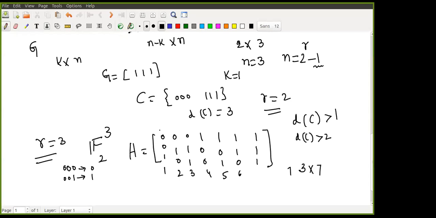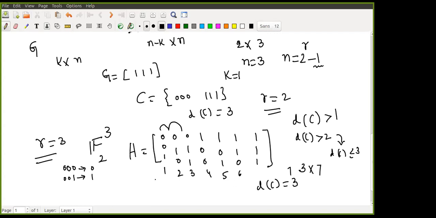The first 3 columns themselves are linearly dependent. So that means the distance of the code is less than or equal to 3. From these two, the distance of the code is greater than 2 and less than or equal to 3. So the distance of the code is equal to 3 only.